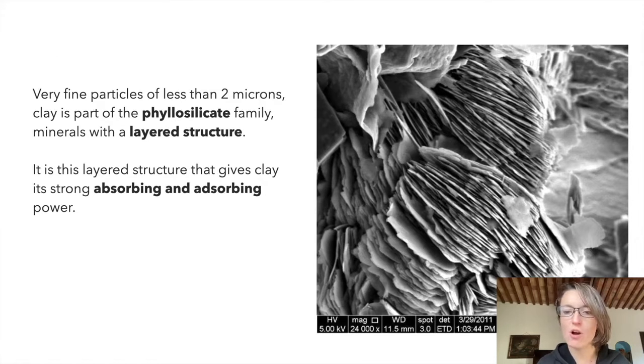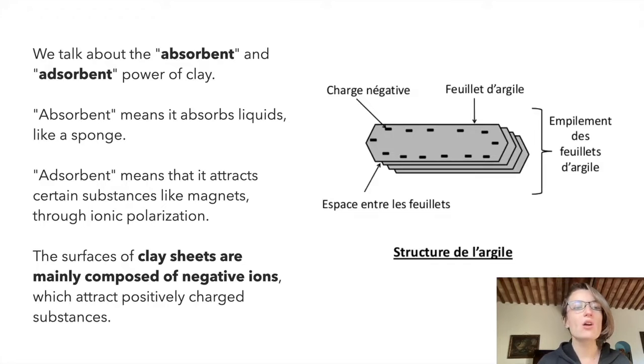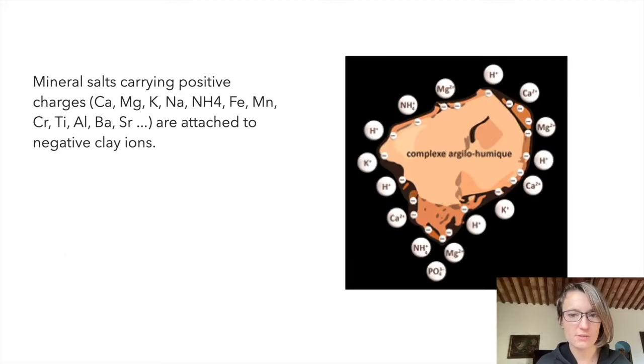So here you can see a picture of a particle of clay. So you can see it has a layered structure, and it's this layered structure that gives clay its absorbing and adsorbing properties. So what are absorbing and adsorbing properties? Absorbent means that it absorbs liquids like a sponge, and adsorbent means that it attracts certain substances like magnets through ionic polarization. Okay, so the surfaces of clay sheets are mainly composed of negative ions, which attract positively charged substances.